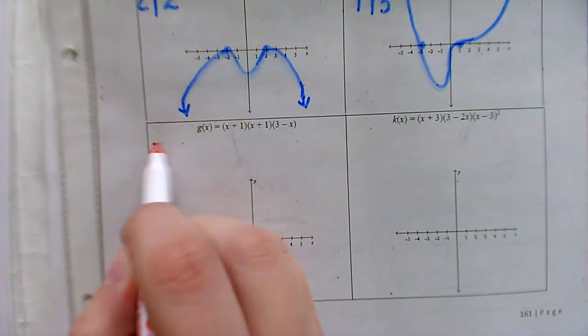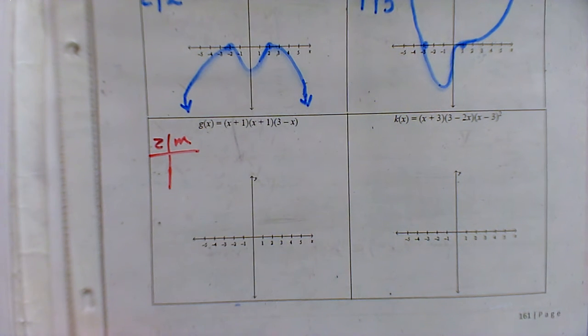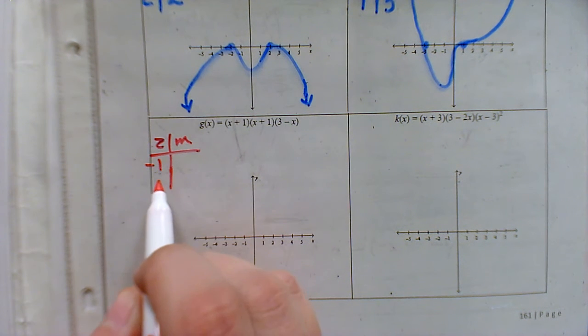Alright, let's check out the next one. Let's see, already factored, so zeros and multiplicities should be easy. We have -1.